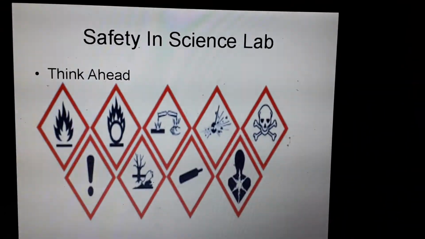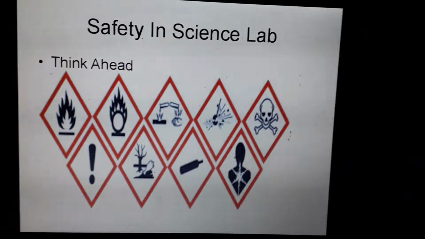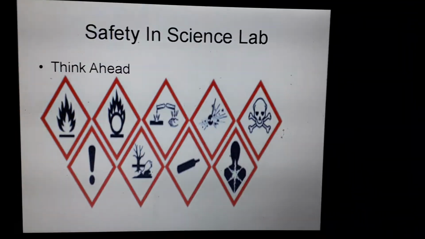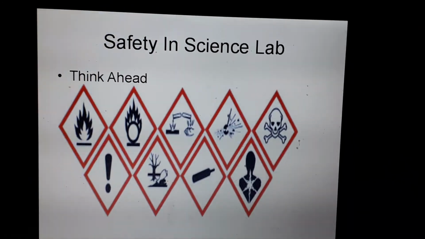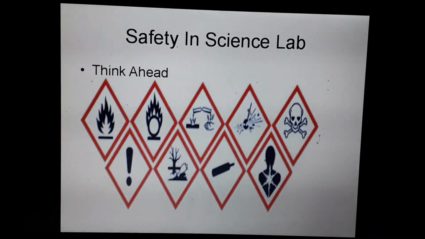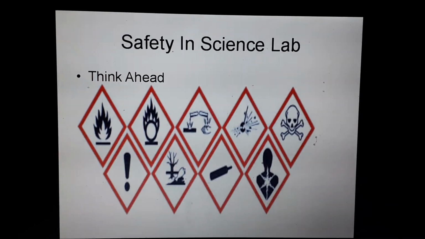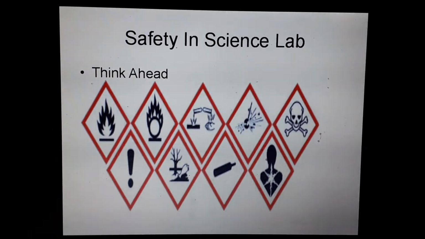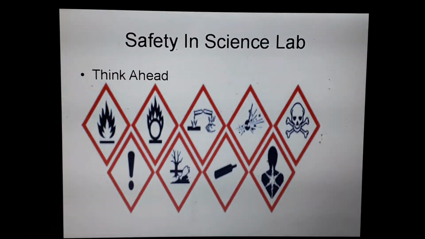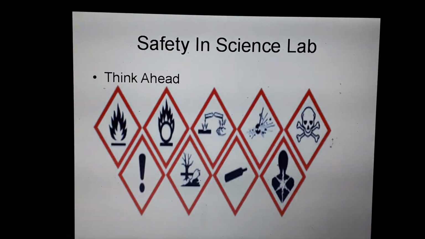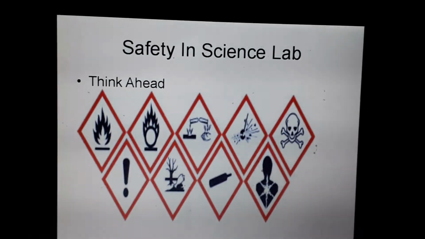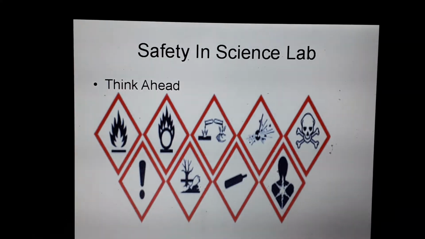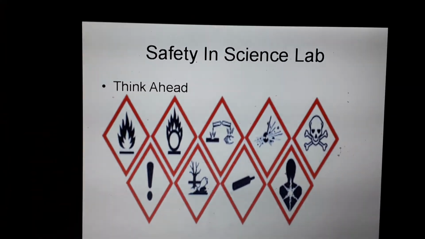Now we are going to see what safety measures we have to take when we are in a science lab. Before you go to a science lab, you should plan the experiment. Whatever things are needed, make sure that you have kept them aside beforehand. So you have to think ahead and be aware of all the symbols that are in the laboratory. If you find any symbol which is dangerous, you should not go to those areas or do those things.